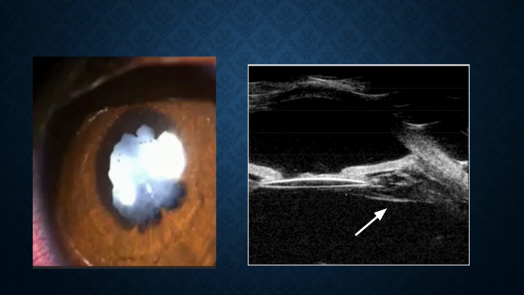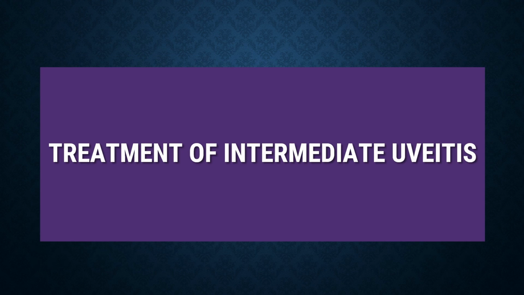Now, this image demonstrates what is meant by a cyclitic membrane. Behind this IOL, you can see this membrane which is coming from the pars plana and extending behind the IOL. You can see it as a whitish membrane here as well. So this indicates the presence of a cyclitic membrane detected on your ultrasound biomicroscopy, or UBM.